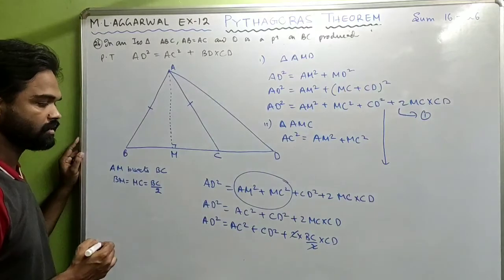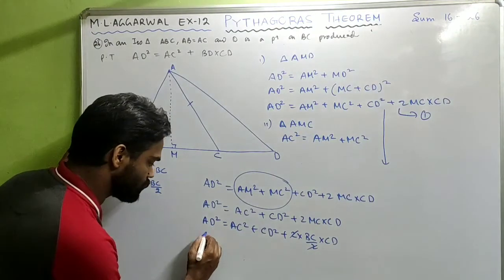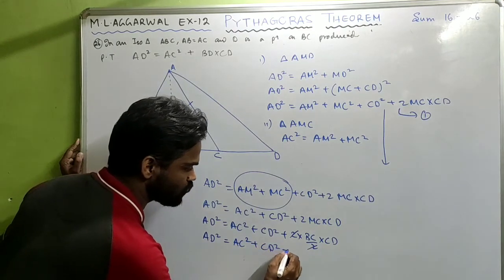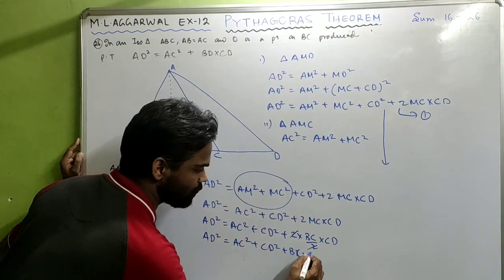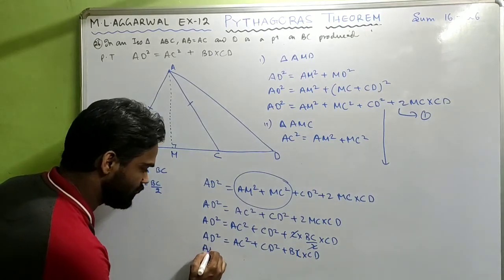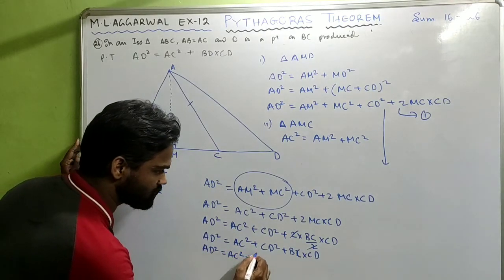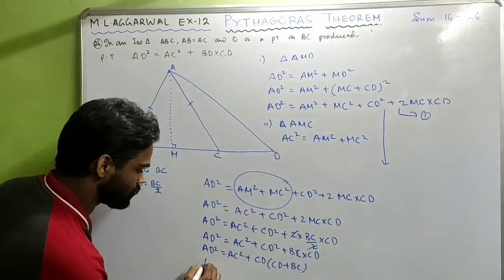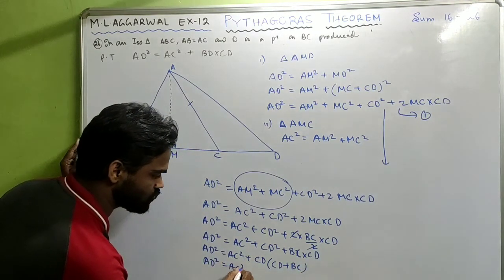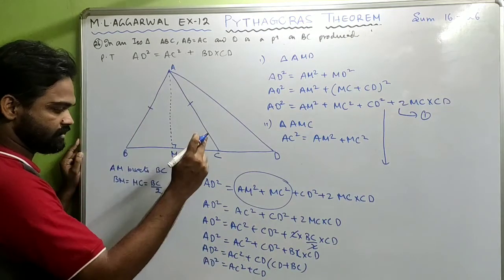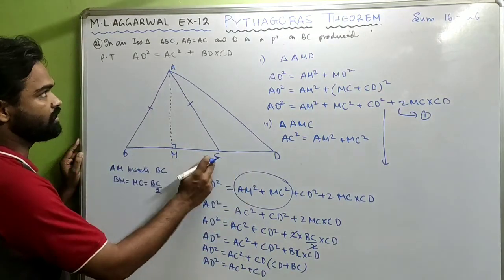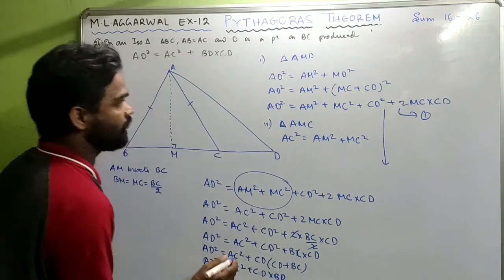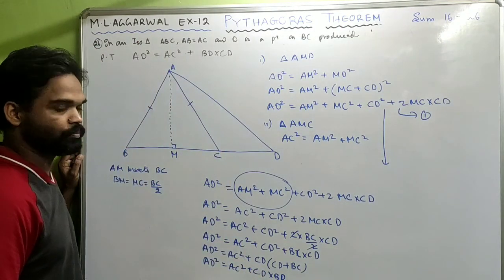This cancels out. Am I clear? So AD square is equal to AC square. We are almost there. Plus CD square plus BC multiplied by CD. So AD square is equal to AC square plus CD taken common. So CD plus BC. So AD square is equal to AC square plus CD, and CD plus BC is nothing but BD. And this is what we were supposed to prove.